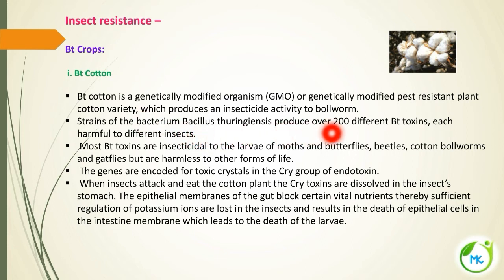It produces 200 different BT toxins, and each of the toxin is harmful to different kind of insects. And most BT toxins, so this kind of toxin, it shows an insecticidal, that is it can kill the insects like the larvae of the moth and butterfly, beetle, cotton bollworms, gadflies. But it can kill only these organisms, but they are harmless to other forms of life.